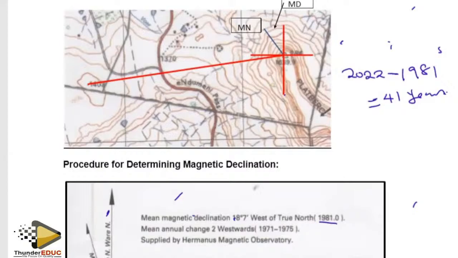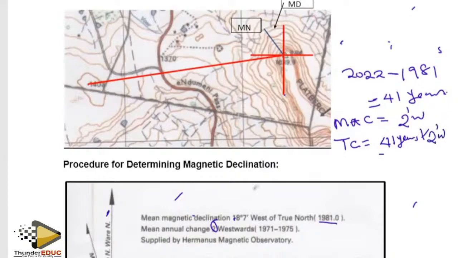Step number 2 is that we need to know the mean annual change. What was the change each year? According to this map, the mean annual change each year, the word annual means yearly. So mean annual means what was the change for each year, which gives us 2 minutes west. So if it's 2 minutes west, what is next? Total change. Total change simply means it is 41 years times 2 minutes west. What shall we get?